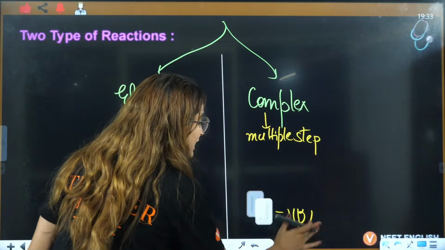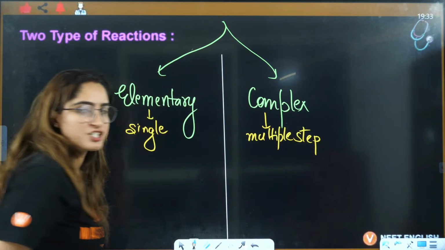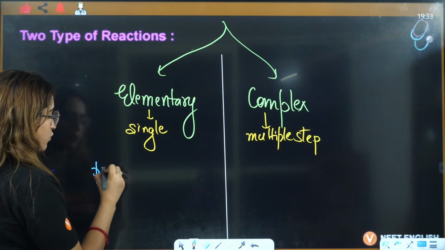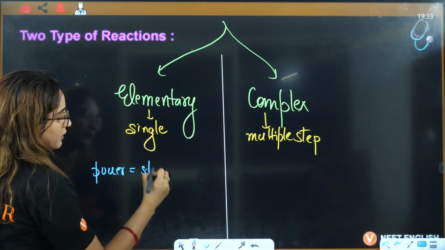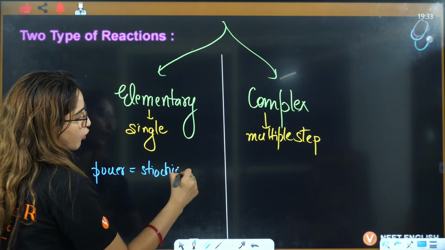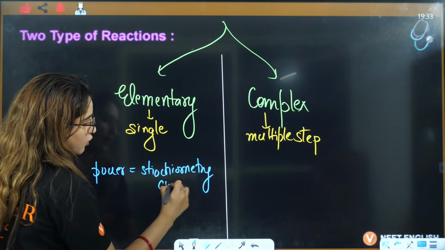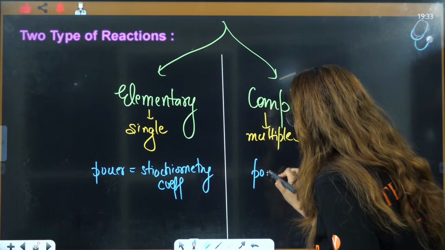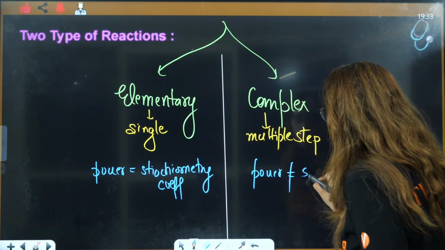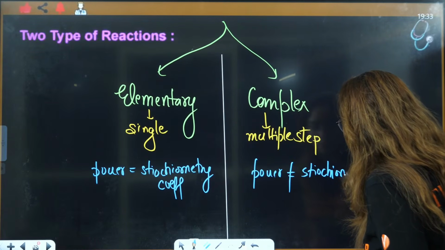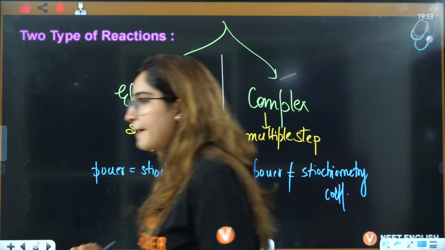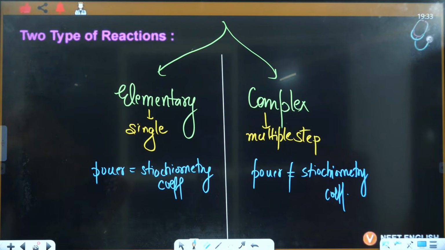So whenever I talk about an elementary reaction, that is a single step reaction, in this case the power is equal to the stoichiometry coefficient. But in case of complex reactions, the power is not equal to the stoichiometry coefficients. Is that clear, everybody?